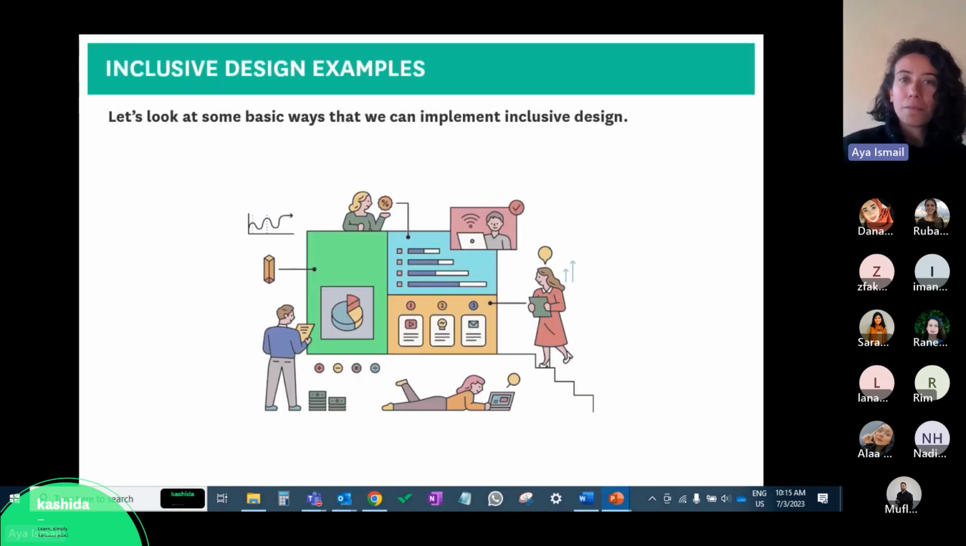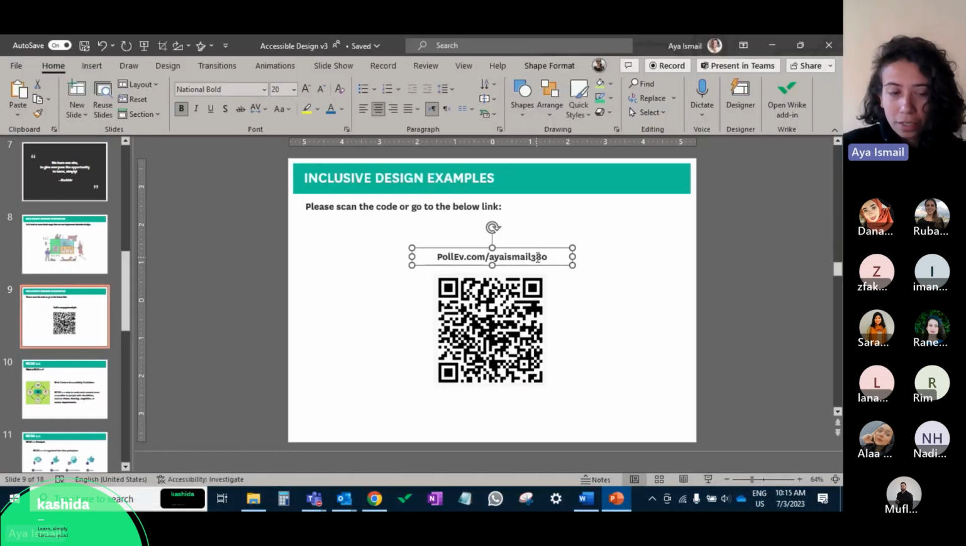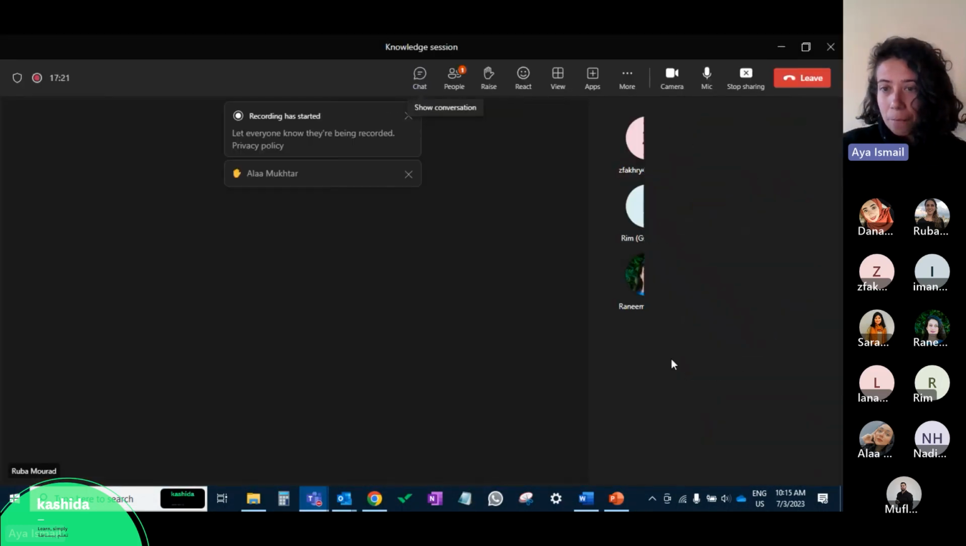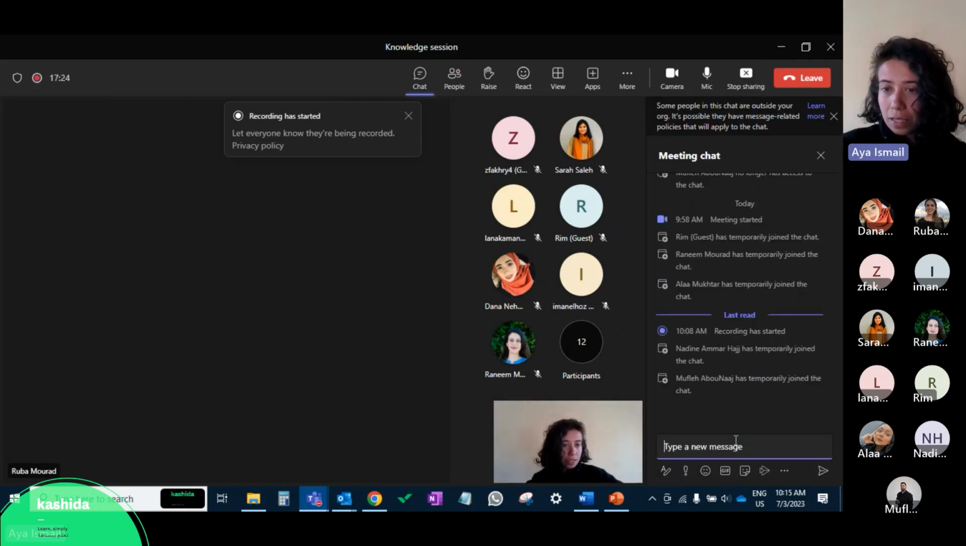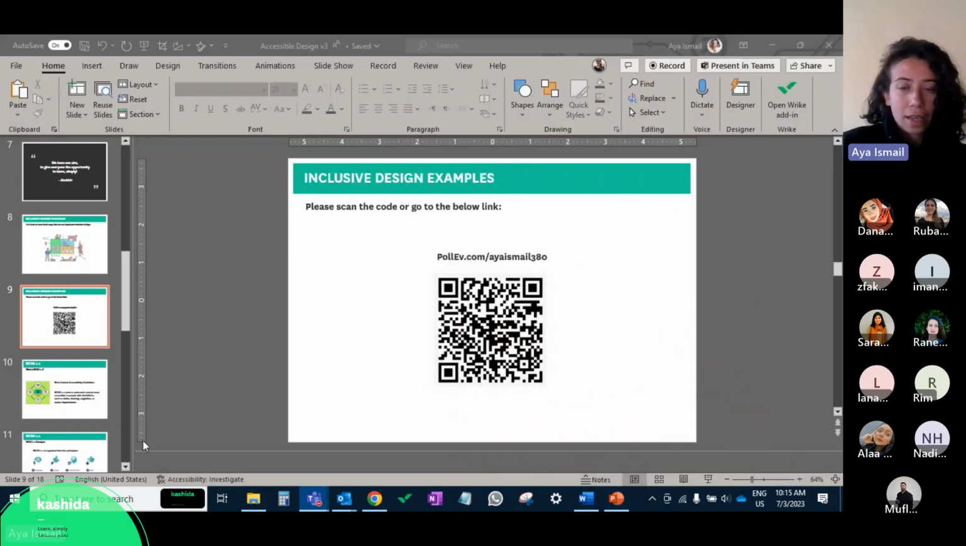So let's look at some basic examples of how we can implement inclusive design. And to do that, I would like everybody to scan this code or go to this link. Actually, I can copy and paste this link into the chat for people who want to just use that. So with this link or with the QR code, you will go to a poll where you're going to be answering questions. You can do it over your phone or on your laptops.